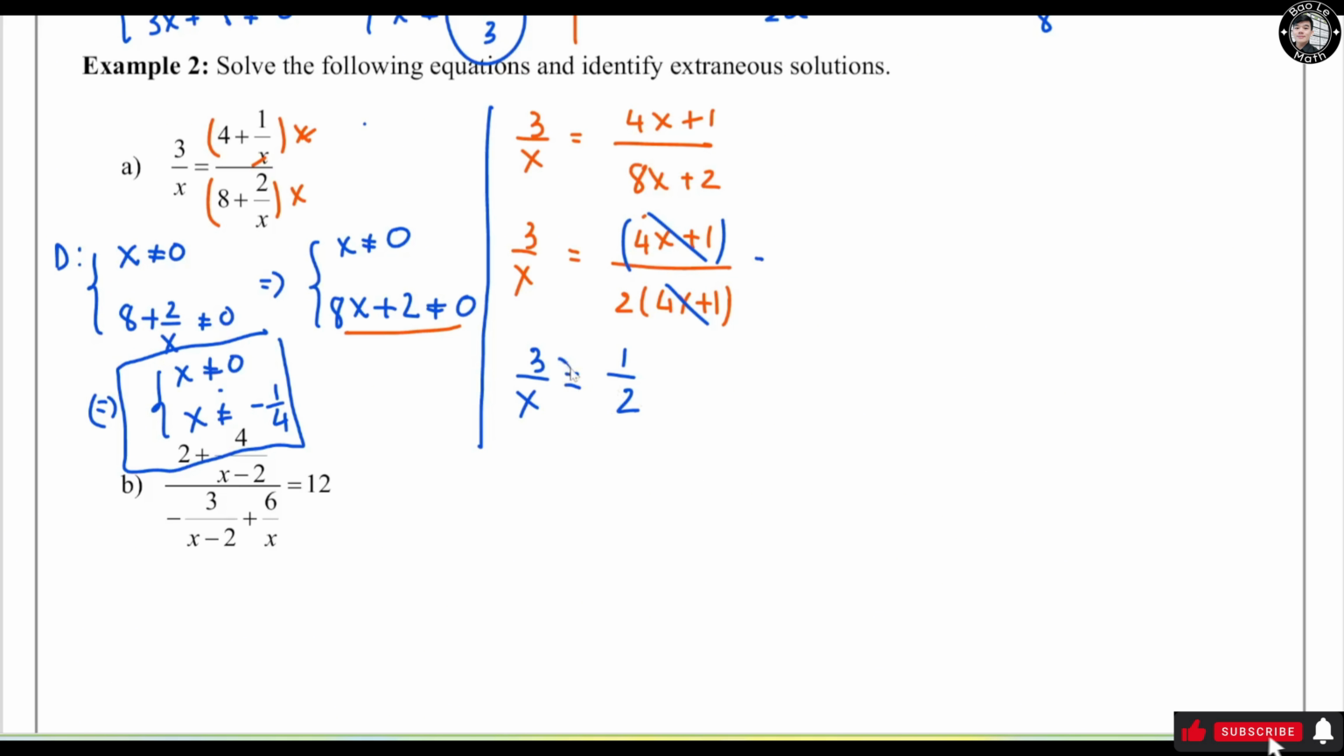Now cross multiply. So it's going to be s equal to 6. Now 6 is different from 0 and negative 1 over 4. So 6 is the only solution, right? And there are no extraneous solutions, right?